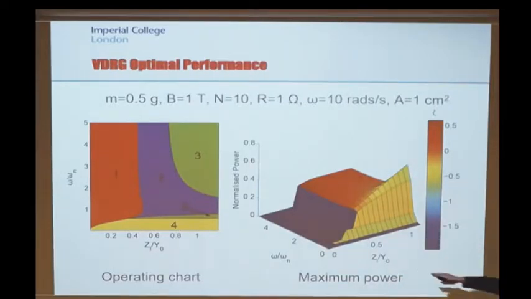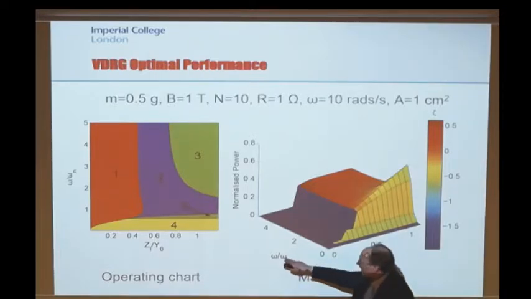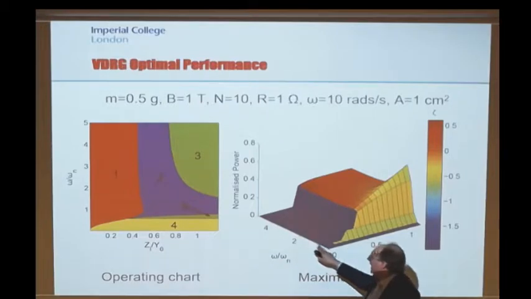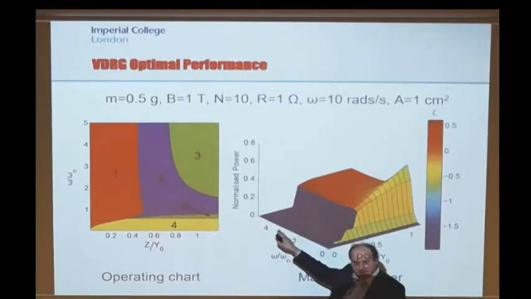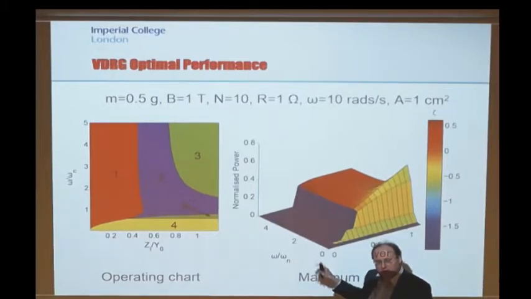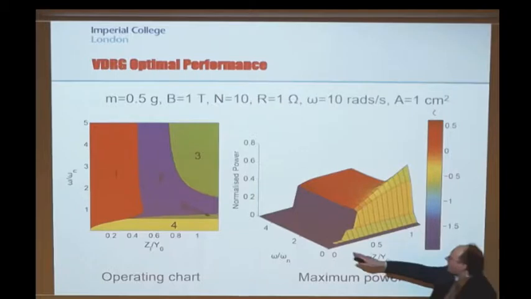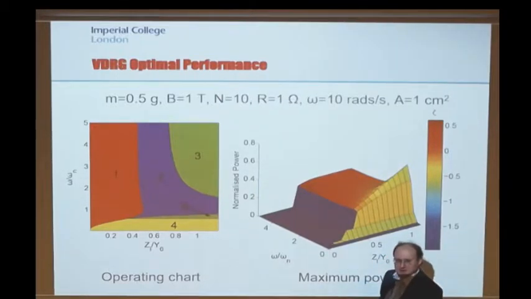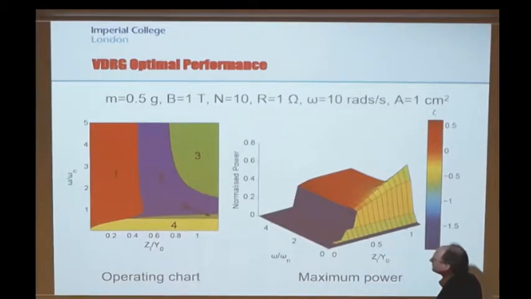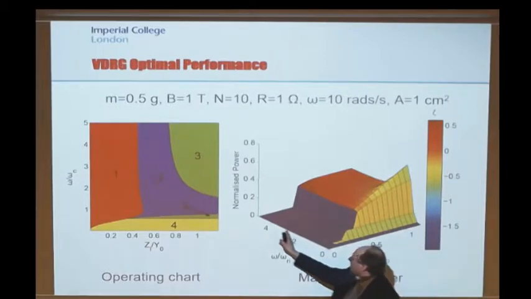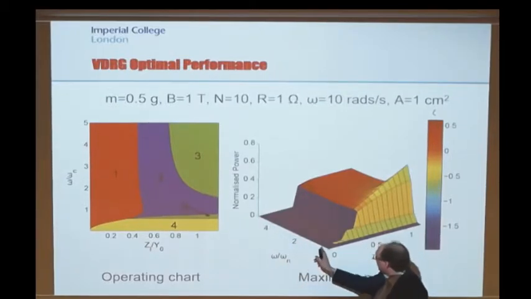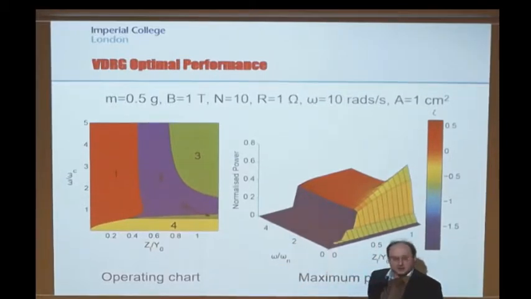So I've got an axis here, omega over omega n. There's a normalization there, which is basically telling me where I am operating with respect to the resonant frequency of the harvester. So I might have designed a harvester to operate at 100 hertz. I might be exciting it at 100 hertz, in which case I'm at the value 1 on this axis. If I'm operating it above its resonant frequency, then I'm operating somewhere up here. If I'm operating below its resonant frequency, I'm operating somewhere down here.